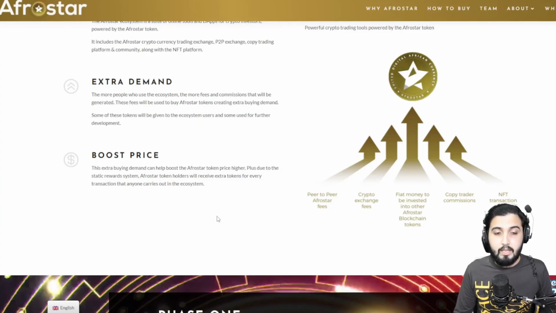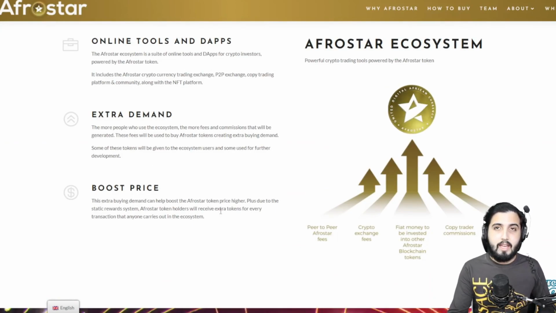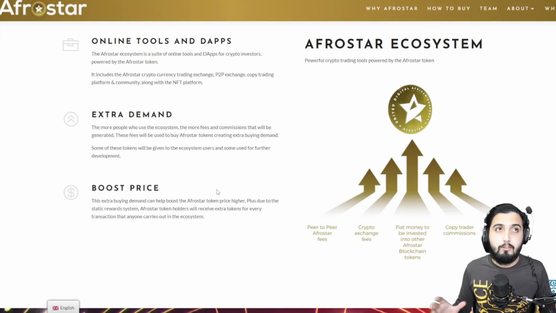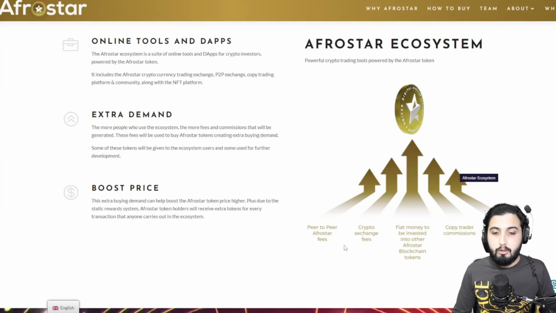So I think it's the right time to take a look at the protocol, because they have already given out that there's going to be a buyback mechanism, static rewards, and reflection, and obviously they're doing so much marketing, so there will be some allocation, a pretty good amount, for the marketing wallet. But these are all the projects, all the use cases of the Afrostar ecosystem, which are the P2P or peer-to-peer Afrostar fees, crypto exchange fees, fiat money to be invested into other Afrostar blockchain tokens, copy trader commissions, and NFT transaction fees.